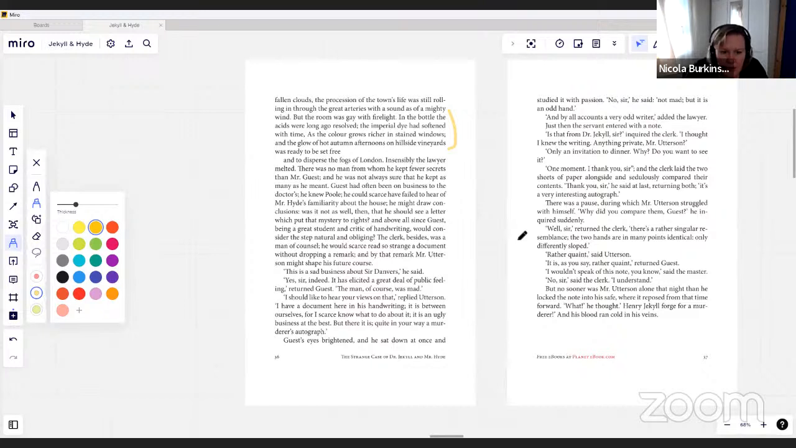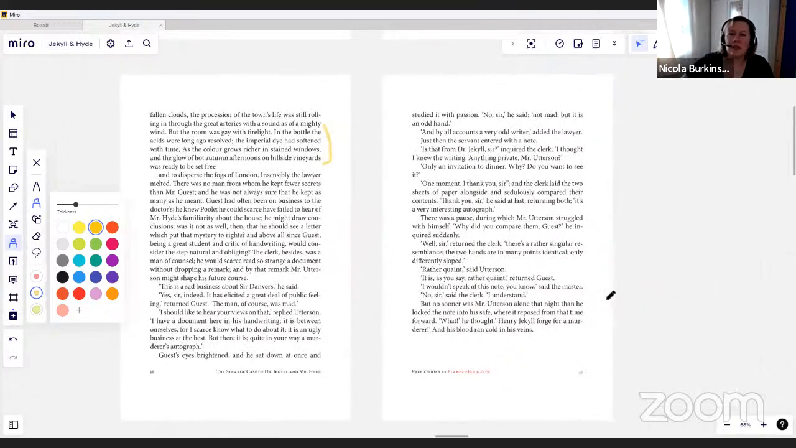Guest's eyes brightened, and he sat down at once and studied it with a passion. "No, sir," he said, "not mad, but it is an odd hand." "And by all accounts a very odd writer," added the lawyer. Just then the servant entered with a note. "Is that from Dr. Jekyll, sir?" inquired the clerk. "Thought I knew the writing. Anything private, Mr. Utterson?" "Only an invitation to dinner. Why? Do you want to see it?" "One moment. I thank you, sir."